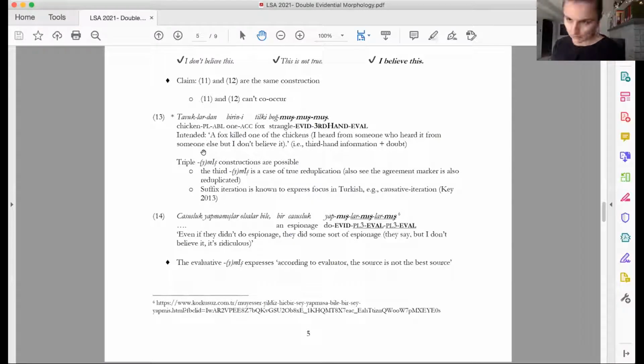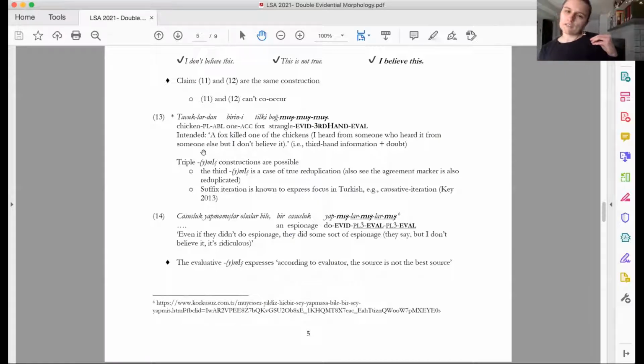This is ridiculous. But crucially, this can never mean I heard from someone who heard from someone else that the proposition, but I don't believe it. So this meaning is just unavailable for these sort of sentences. And I consider these triple mesh constructions actually a case of true reduplication, where the evaluative morpheme is reduplicated.